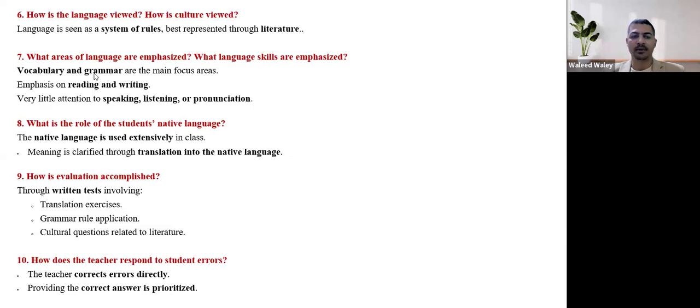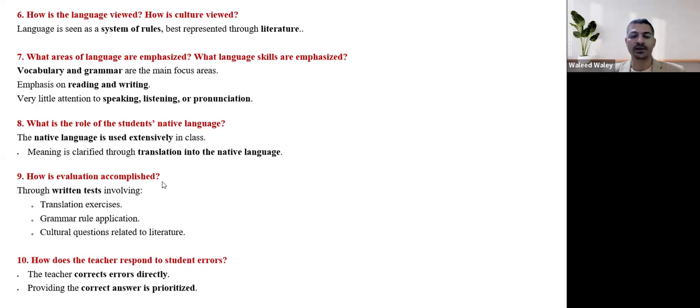What areas of language are emphasized? As we said, vocabulary and grammar, reading and writing, but there is no attention for speaking, listening, and pronunciation. And what is the role of the students' native language? In this method, they only use the native language. It means if I am a teacher and I live in Egypt, when I use this method, I'm going to explain in Arabic, not in English.